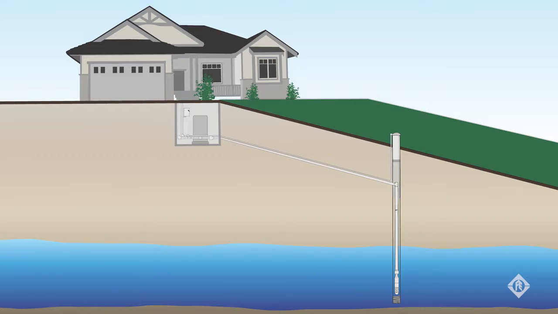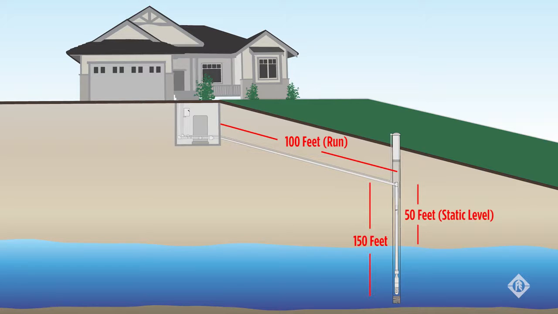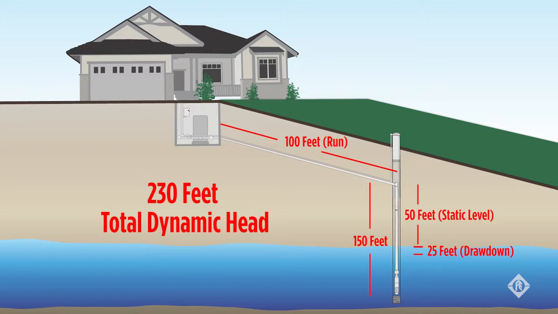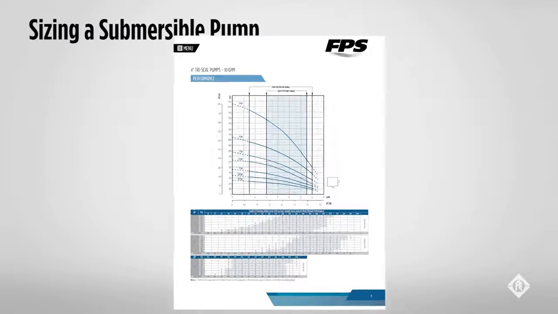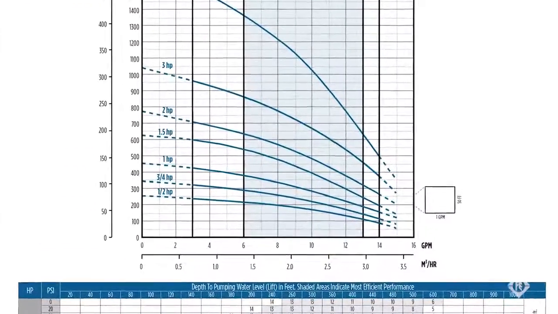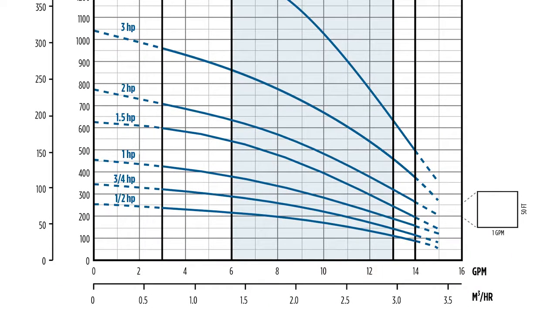For this example, we will say that the house and well are separated by 100 feet and the pump is set at 150 feet with static at 50 feet and a drawdown of 25 feet. With those rough numbers, we will find that we are looking at an estimated 230 feet total dynamic head. This includes several details which need to be considered in sizing. Using the 230 feet of head, we will look at a 10 gallon a minute rated pump, since that is the flow we want and the most efficient design for this application.